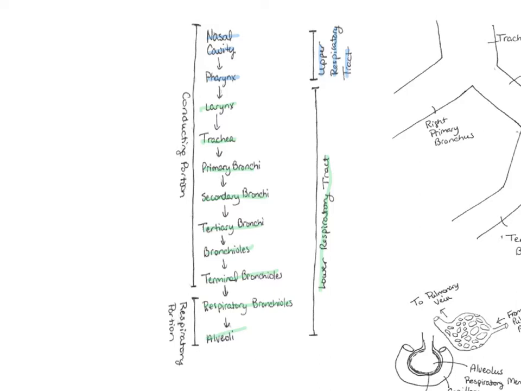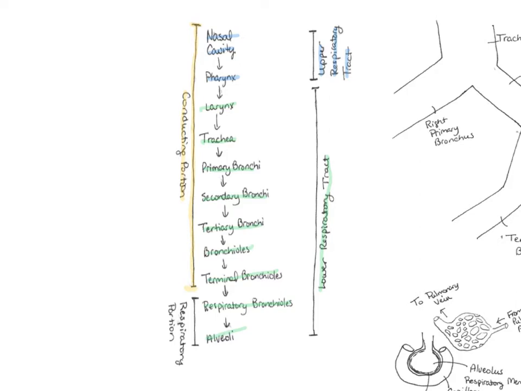Then we can also divide them up by the conducting portion and the respiratory portion. So the conducting portion just means that's the portion that brings the air down. All it's doing is bringing air in and out. And so that's from the nasal cavity all the way down to the terminal bronchioles.